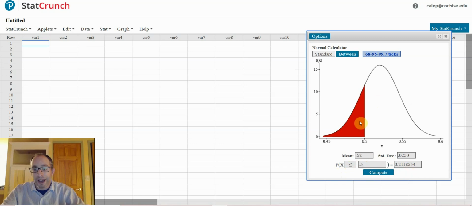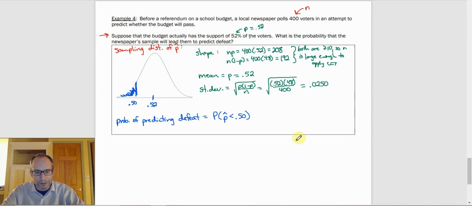Okay, so yeah, see, I drew it too small. That tail should be way bigger, right? My tail is puny by comparison, but we're supposed to end up with 0.2119. So if 52% of the population actually supports the school budget, the chance that the newspaper would predict defeat anyway is still about 21%, based on whatever sample they get of size 400. Okay, I think that would cover 6.4.